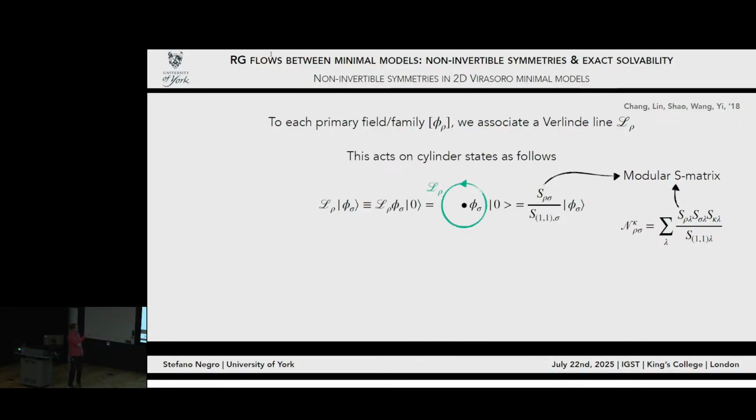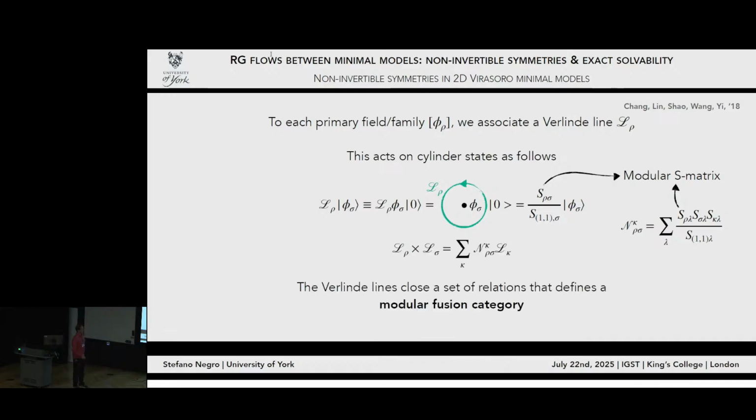And then the action of L on this operator is just given by this line, which is just a factor of two modular S matrices. And the modular S matrices are objects that you can use to build this curly N, the Verlinde coefficients. Okay? They are tabulated, they are numbers. Nothing fancy. Okay. So I can define this operator, and if I see what happens when I act successively with two operators, because of how they are defined, they satisfy the same Verlinde algebra that I showed you before. Or better to say, they form a modular fusion category.